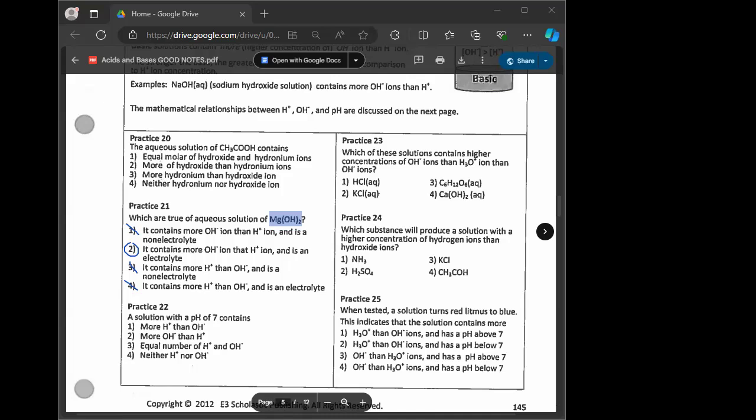Okay, now I think I'd like you to try 23, 24, and 25. But hold on, I need to erase this for 23. Okay, you can try 23, 24, 25.